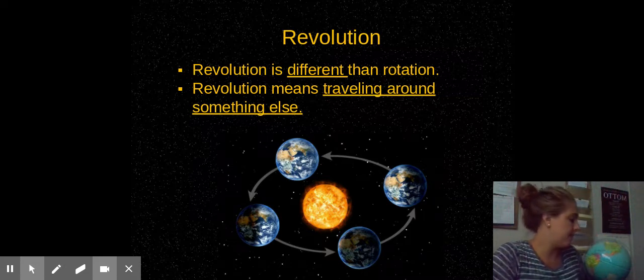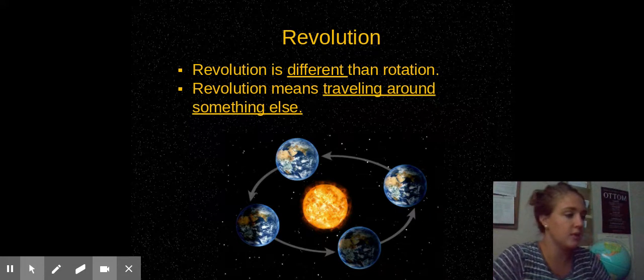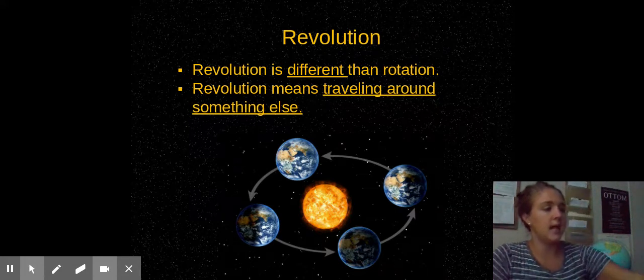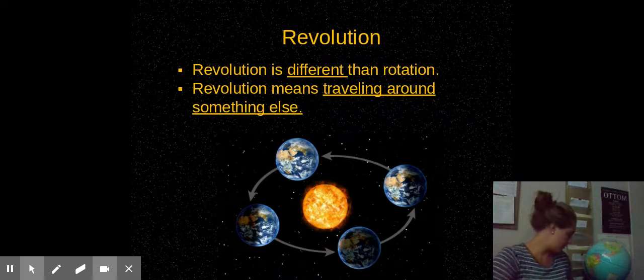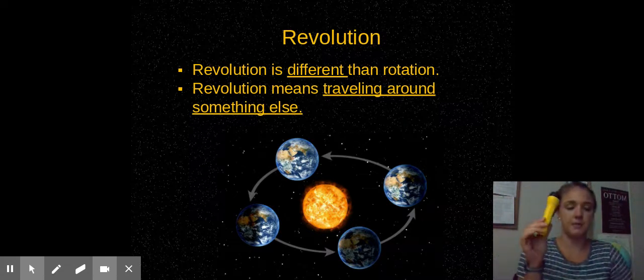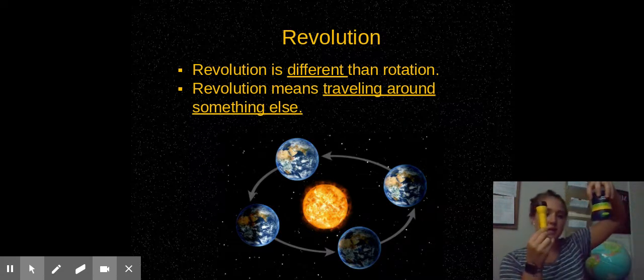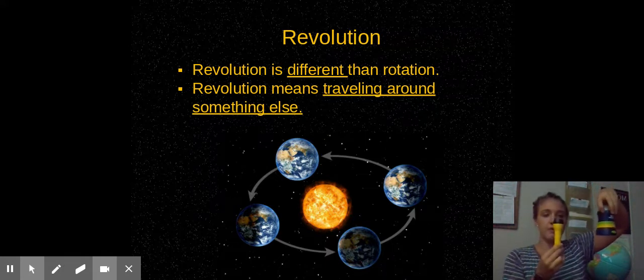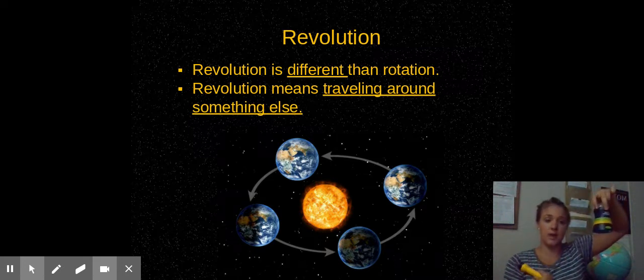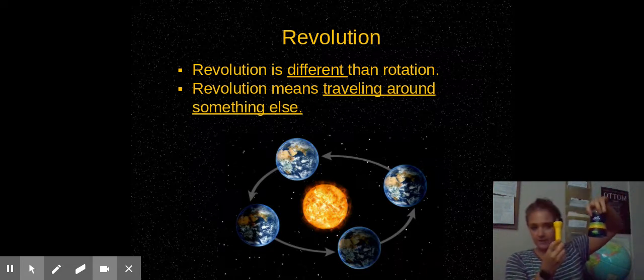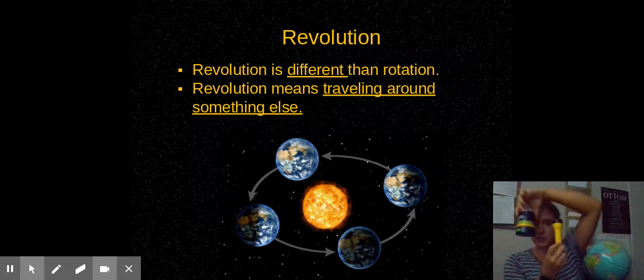So the globe's going to be a little too big for me to do this with. Let's take this for example. We're going to pretend the flashlight is still the sun. Here's the earth or another object. Revolving is this object moving around. Notice I'm not spinning this. This is not spinning like this. That would be rotation. If I keep it facing forward like this, revolving is just moving around something else.